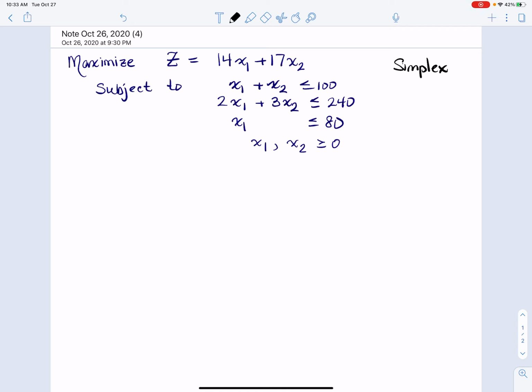But step by step first, when can we use a simplex method? Well, simplex method is used to solve standard maximization problems. So the objective function has to be maximized. And as you can see, this one is set up that way.